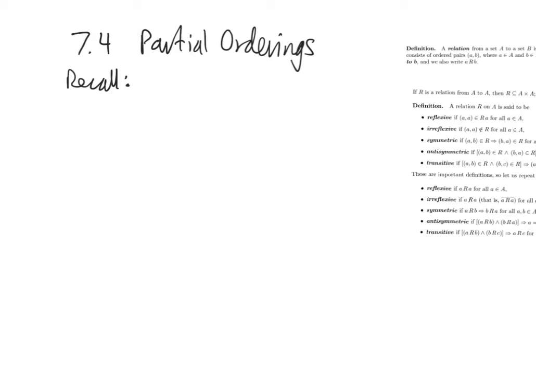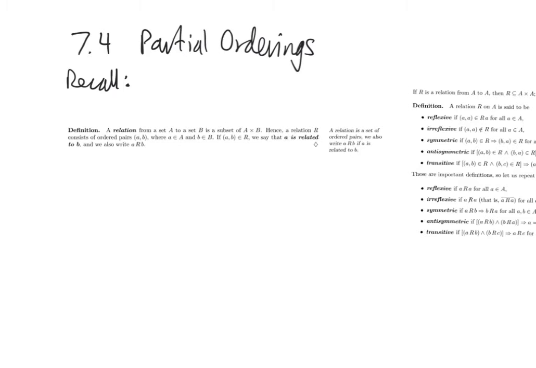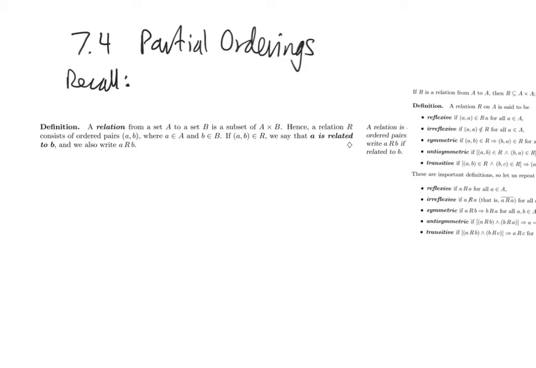In this video, we're going to talk about partial orderings, but first we're going to recall a couple of definitions. Remember that a relation from a set A to a set B is a subset of A cross B. This is the Cartesian product of A and B. So elements in R are ordered pairs (a, b), where the first coordinate comes from the first set and the second coordinate comes from the second set. And we also use the language that a is related to b.